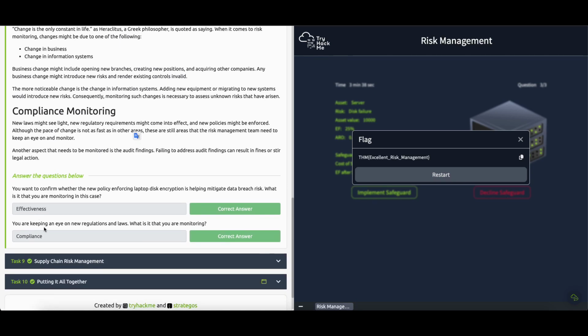And last question, you are keeping an eye on new regulations and laws. What is it that you are monitoring? You are monitoring compliance. Okay, new laws might see light, new regulatory requirements might come into effect, and new policies might be enforced. Although the pace of change is not as fast as in other areas, these are still areas that the risk management team needs to keep an eye on and monitor.